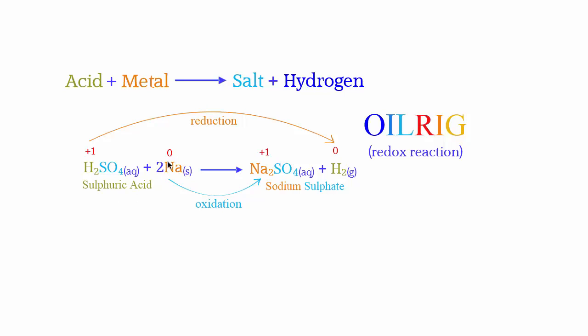The sodium was a 0 over here. They're 1 plus ions in the sodium sulfate, so it's a +1 oxidation state. From 0 to +1, there's an increase in oxidation state. Oxidation has occurred. Oxidation is loss of electrons. This acid-metal reaction, of course, is a redox reaction.